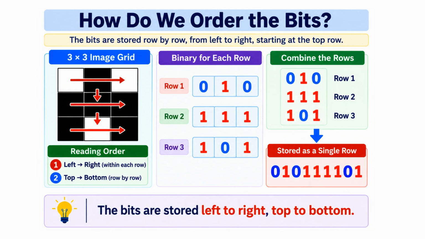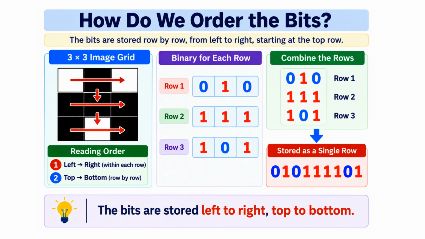The computer needs a consistent order for storing the bits of a bitmap image. In this example, we start at the top left pixel. First, we read each row from left to right. When we reach the end of a row, we move down to the next row. So the first row gives us 0, 1, 0. The second row gives us 1, 1, 1. And the third row gives us 1, 0, 1.